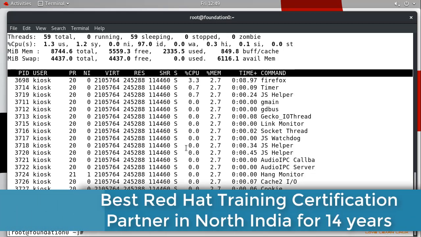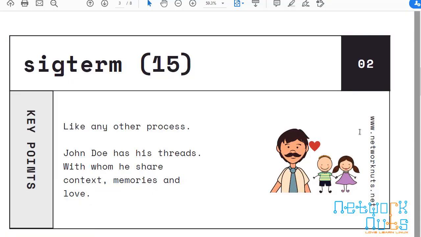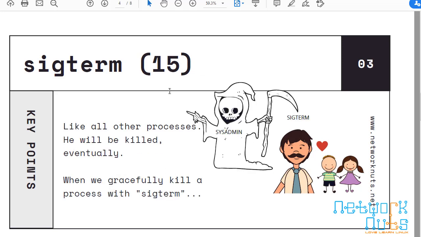When you start a process, John Doe, like Firefox, has started certain processes. Now, what if I intend to kill it? Let's say the process hanged and it's not behaving properly. When I kill it, I can use the signal terminate. The signal number is 15. When I give signal terminate, we are the sysadmin. Wow, scary, but not like that.